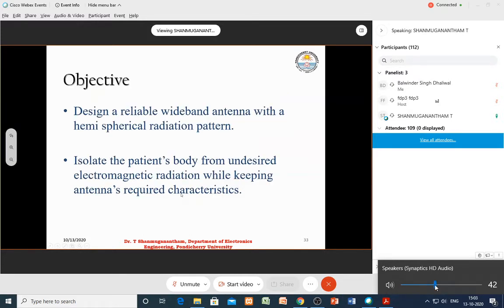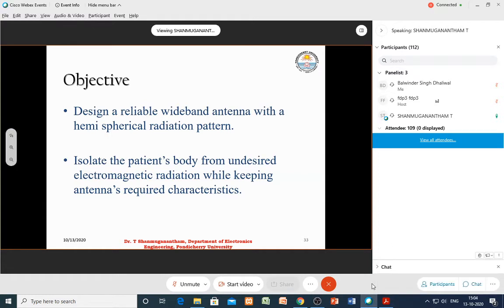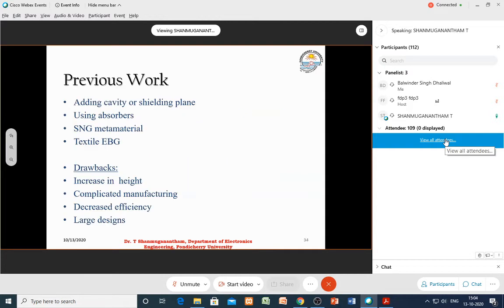So here, reliable wide band antennas with a hemispherical radiation pattern are designed to isolate the patient's body from undesired electromagnetic radiation while keeping the antenna's required characteristics. And these are some of the previous works: adding a cavity or shielding plane, using absorbers, single negative materials, metamaterials, and textile electromagnetic band gap structures. Some of the drawbacks are increased height, complicated manufacturing, decreased efficiency and large designs.